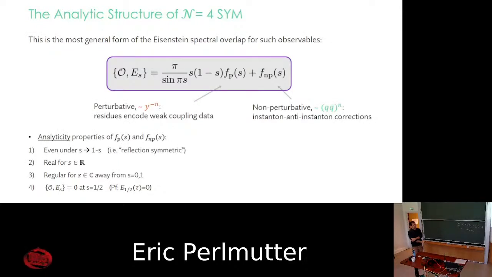And in particular, here's the most general form consistent with that constraint. So there's this pi over sine pi s factor designed to generate poles where you need them for perturbation theory. Okay, so there's y to the s. So for example, y to the minus 1 is an order g squared term. So these are integer poles. This factor is here for convenience. Now there's some function fp, which is basically a regular function whose value on these integers encodes the perturbative expansion of the observable in question.